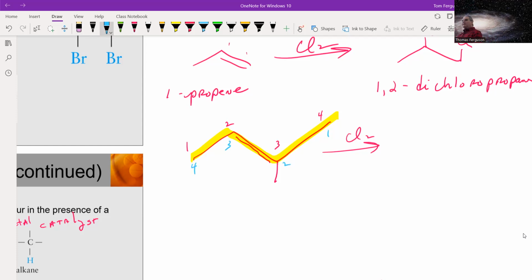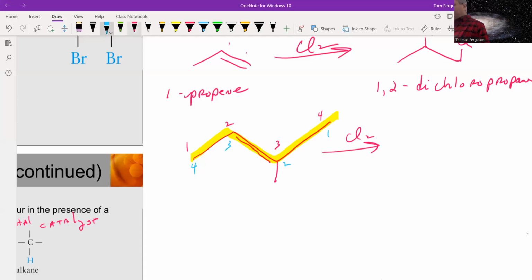Okay, so we can go left to right or right to left with the numbering. Which numbering would be best? Blue or red? Why blue? That's correct. Why? Who said blue? No one's willing to say. The numbers are smaller. The number for that branch next to the double bond is going to be smaller. So we're going to use the blue numbering this time.